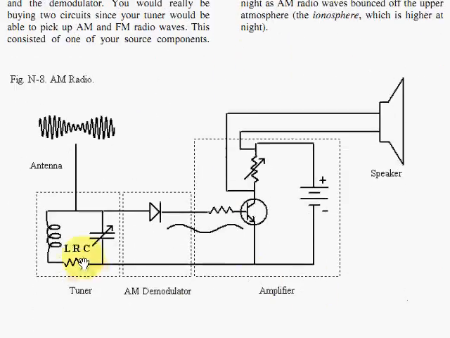Here it is, which shows you the variable capacitor to tune in to get your favorite radio station. And this radio circuit here, this tuner, when you tune it in, this will go crazy when you have the right frequency that the radio station is broadcasting at. You get that modulation coming in here in this form.